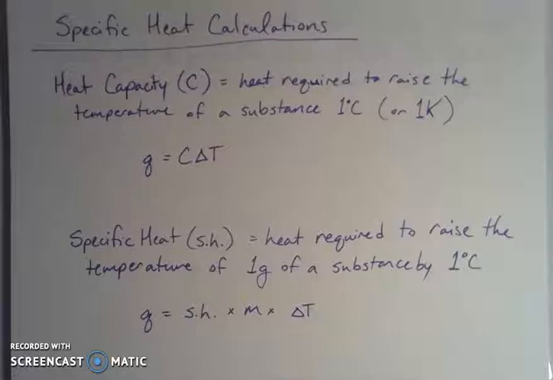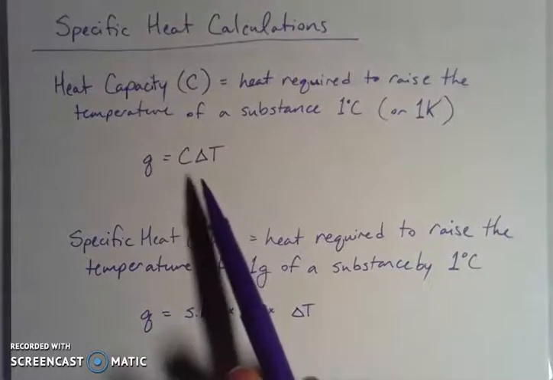Heat capacity, as is intuitive from the name itself, is the capacity for something to absorb heat. It's the amount of heat that's required to raise the temperature of a substance by 1 degree Celsius, or 1 Kelvin, because we know that the Celsius and Kelvin scales are the same in terms of the magnitude of the units. They have the same size. They just start at a different place.